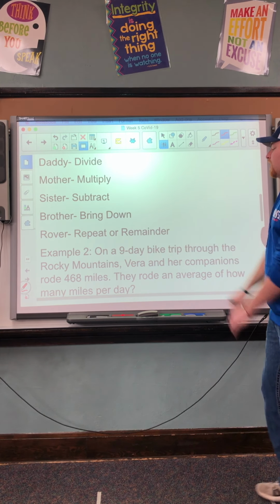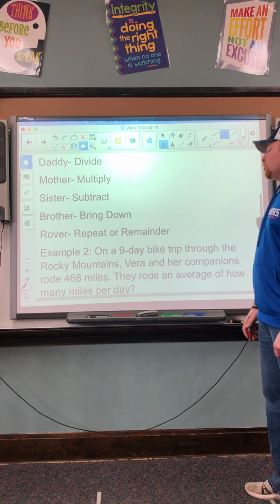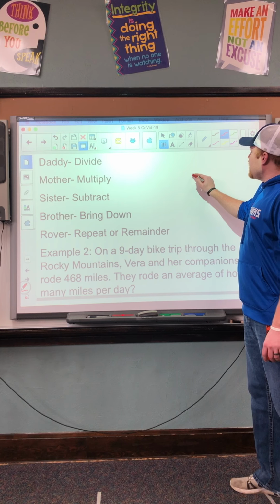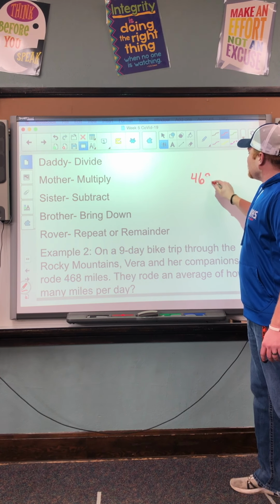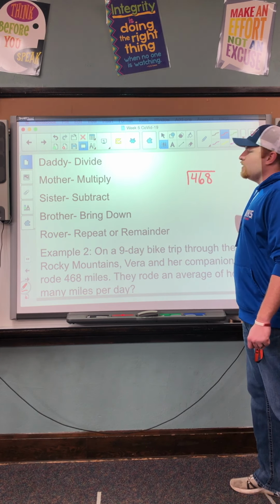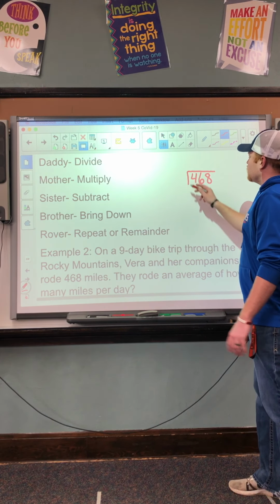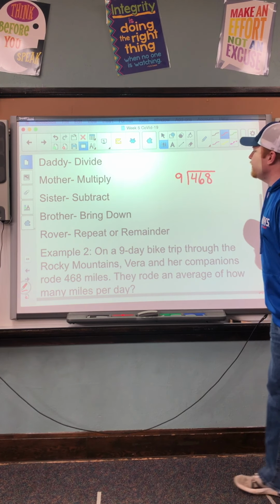So example 2, on a 9-day bike trip through the Rocky Mountains, Vera and her companions rode 468 miles. They rode an average of how many miles per day? So the dividend would be 468, that's the total amount of miles they rode. And we want to divide it by 9, we split it into 9 days. So that's the divisor.